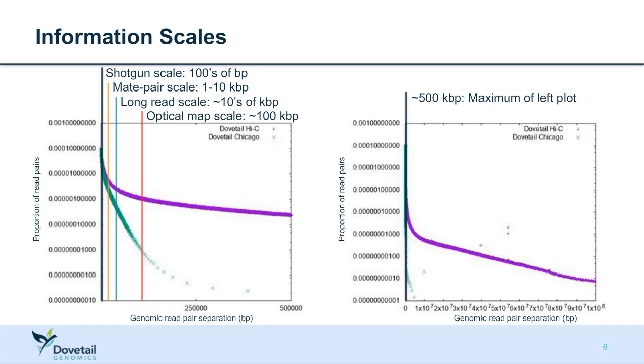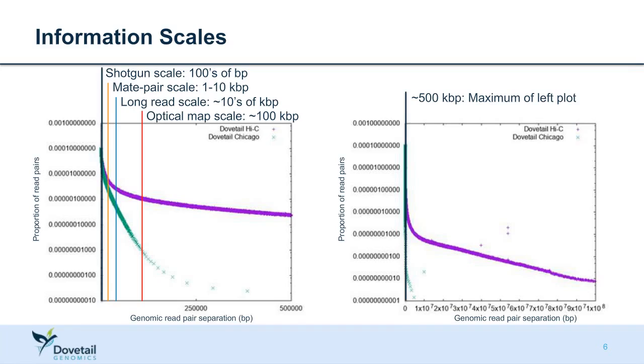And what you can see is in Dovetail Chicago in green, there's a decay as it gets bigger and bigger, maybe all the way up to 100 kb, and you can still see some data about 250 kb, but the majority of it is within the hundreds of kbs. Okay, and if you put that in the perspective of shotgun sequencing, mate pair, and even long reads, you can see that this intermediate scale is able to complement all this short range information.